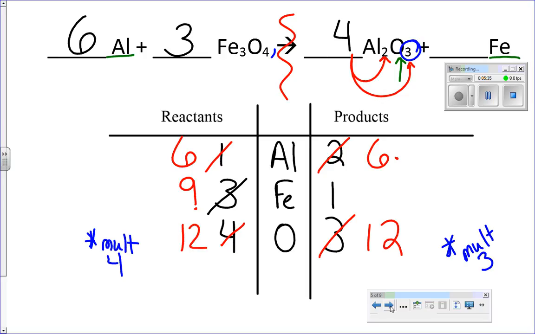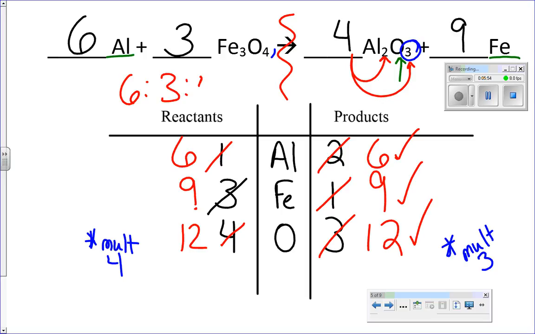If I bop back over to the other side, I ended up with 9 irons right here. I want to have 9 irons on my product side. So all I have to do is plop a 9 right here. Boom, balanced. 6 and 6, 9 and 9, 12 and 12. Let's look at my ratio. 6 to 3 to 4 to 9. Can't reduce that. I am done.